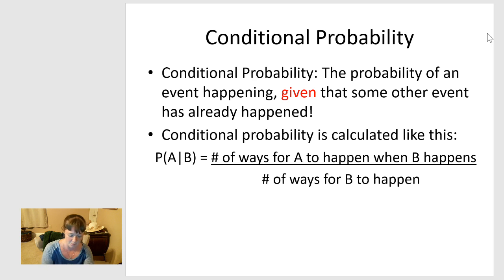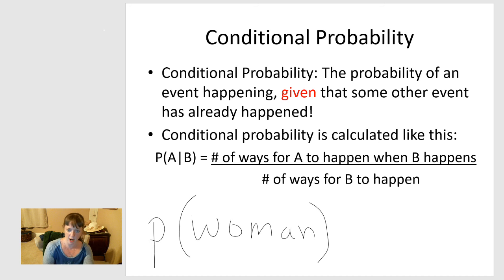I might say, what is the probability of being a woman? Right? And you might say, well, we already figured this out. It's 0.51. But then I put a condition on it.